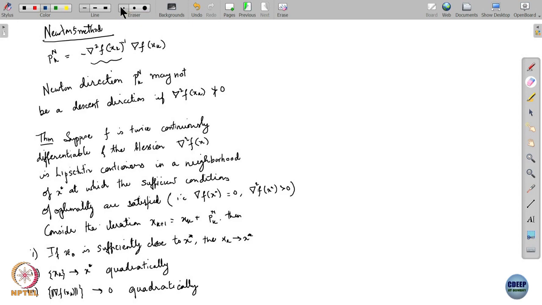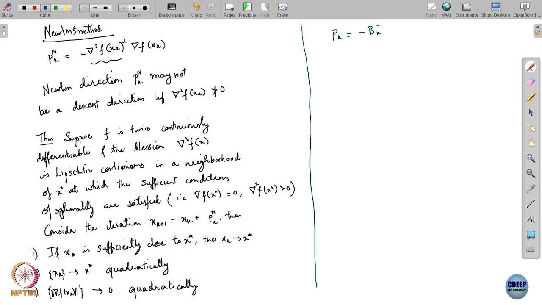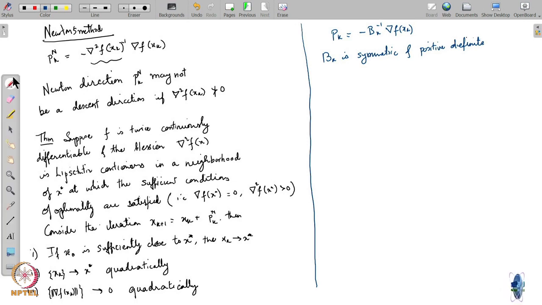So we can also do other variants of the Newton method. In situations where the Hessian is not positive definite, one can come up with variants of the Newton method that tend to mimic the behavior of the Newton method. So for example, you could simply do pk equals minus Bk inverse times the gradient of f at xk, where Bk is symmetric and positive definite. This kind of iterate is what is called a quasi-Newton method.